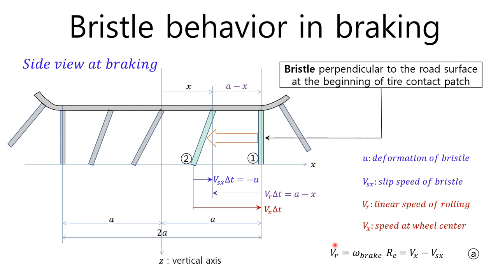Here, Vr equals the angular velocity omega brake multiplied by the equivalent radius Re, which is called the linear speed of rolling. Also, during the same infinitesimal time delta t, the amount of longitudinal deformation minus u of the bristle is the slip speed Vsx of the bristle multiplied by the infinitesimal time delta t.